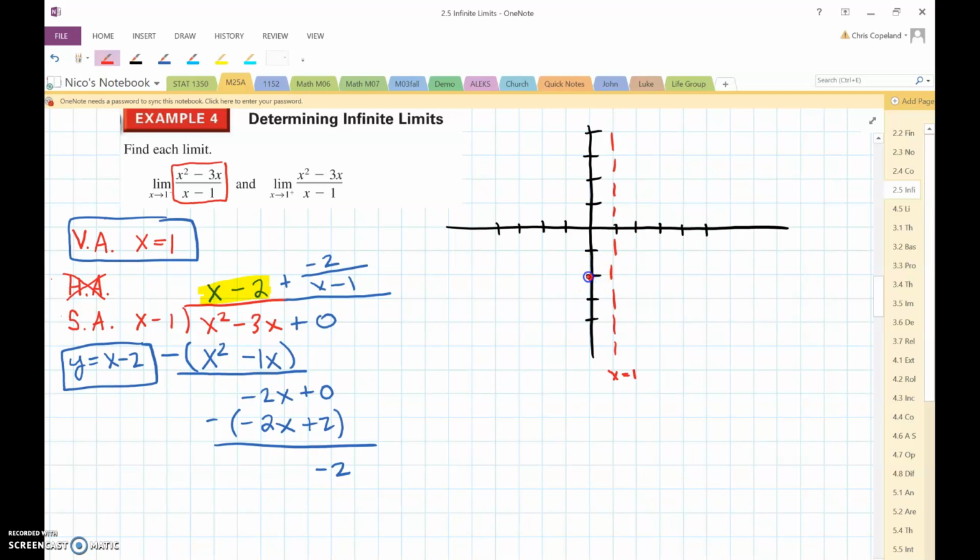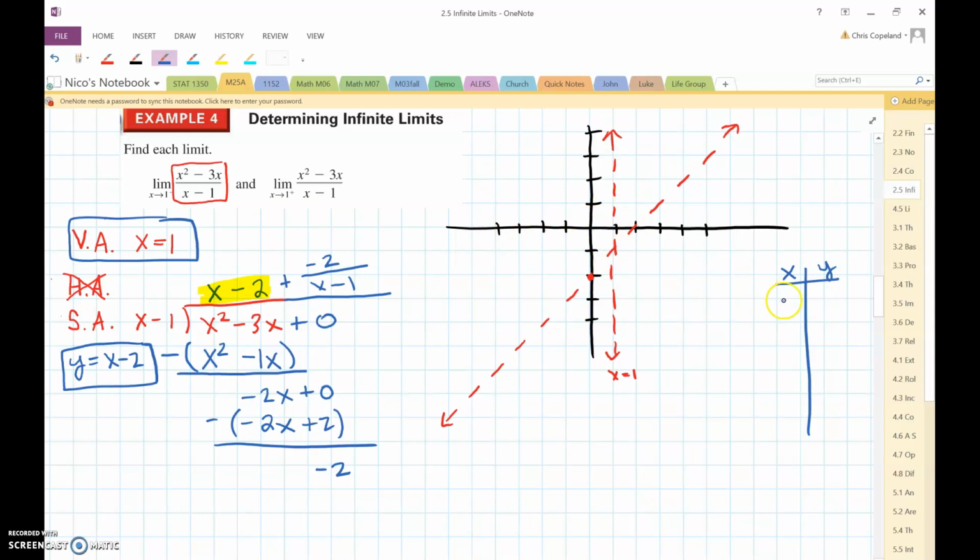So I'm going to start at negative 2, and I'm going to go up 1 over 1. And I can go this direction as well. I can go down 1 and 1 to the left. So now I've got my slant asymptote, I've got my vertical asymptote. Now what I can do is plug x values into this function to see how the rest of this graph looks. So I'm going to look at my vertical asymptote. I'm going to pick an x value to the left of it.